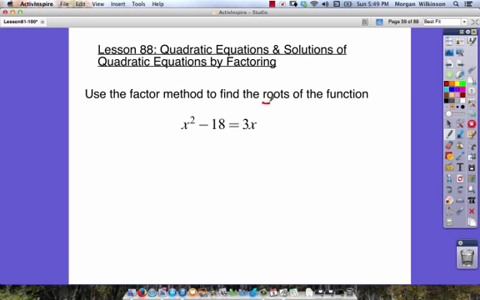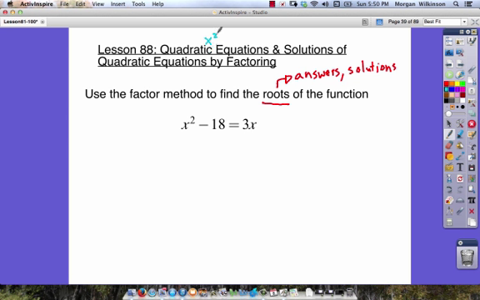Now first off, to find the roots, that just means find the answers or the solutions. That means we want to solve the equation. We want to figure out what x is equal to in order to make the left side equal to the right side. Now, a quadratic equation, well, we've worked with quadratic equations before, we just haven't named them yet. A quadratic equation is anything that has x to the second power as the biggest power. 2 is always the biggest power in any quadratic equation.